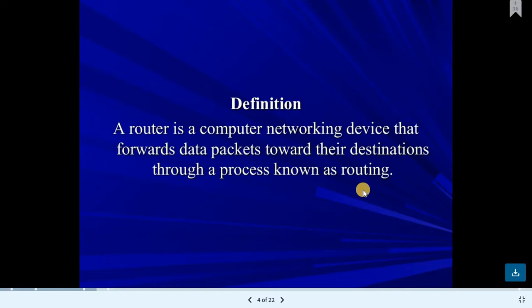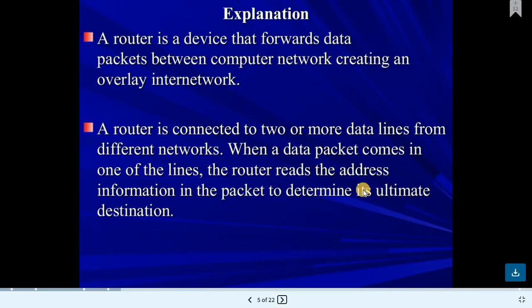Okay, next we have a router is a device that forwards data packets between computer networks, creating an overlay internetwork. That's what I have explained a while ago. A router is connected to two or more data lines from the beginning point to the end point from different networks. When a data packet comes in one of the lines, the router reads the address information in the packet to determine its ultimate destination.